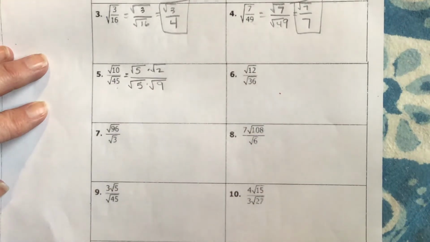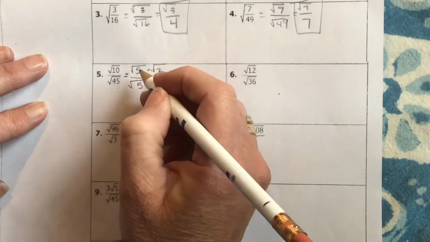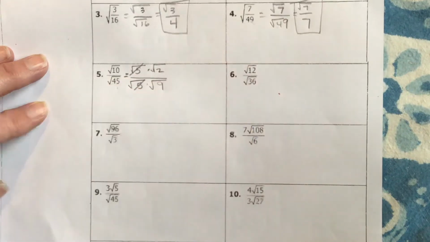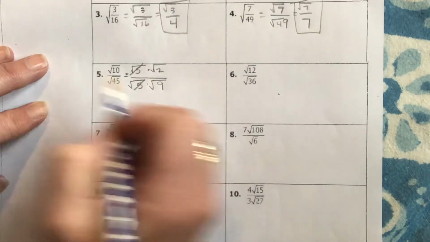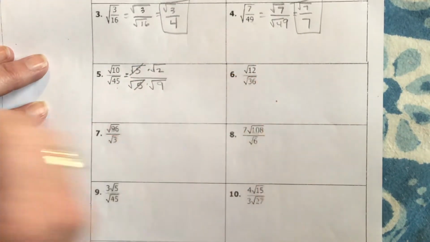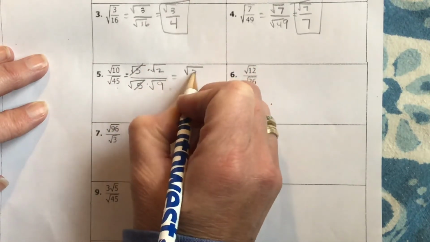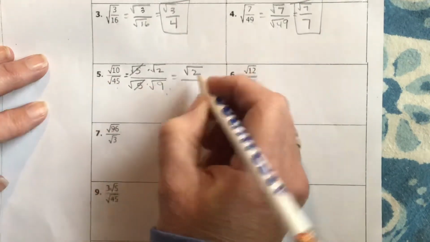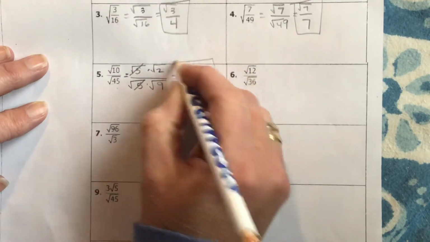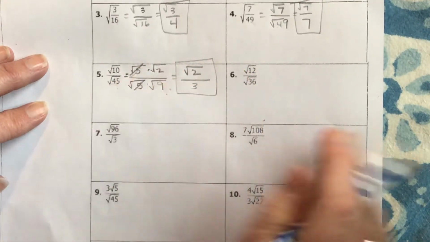Well, guess what? These are going to cancel each other out because this becomes 1. Isn't that cool? Now I have root 2 over root 9. Hold on to root 2, and then root 9 becomes 3. See, it works. That's kind of cool.